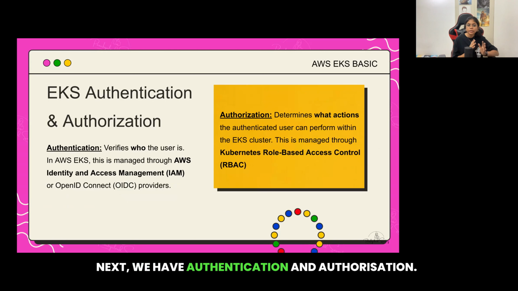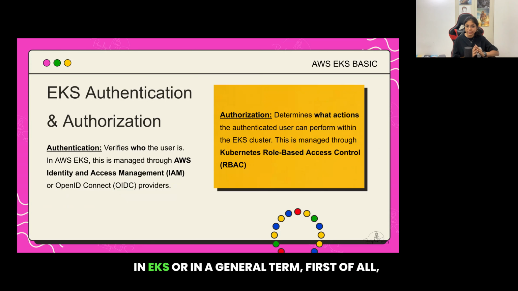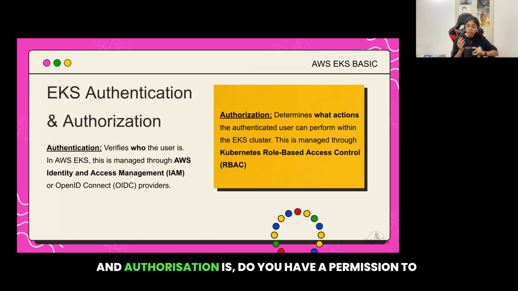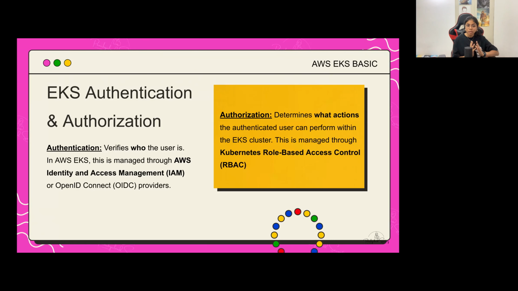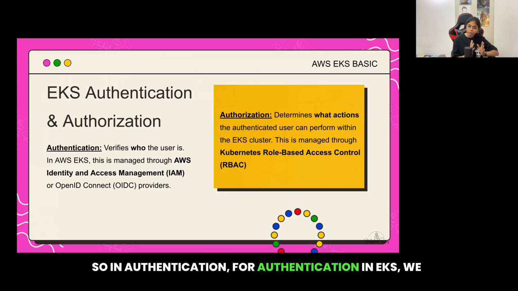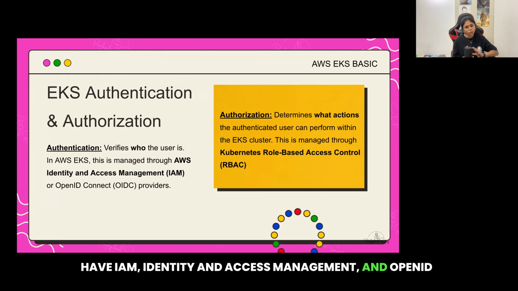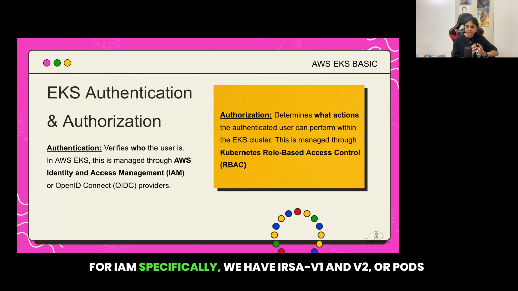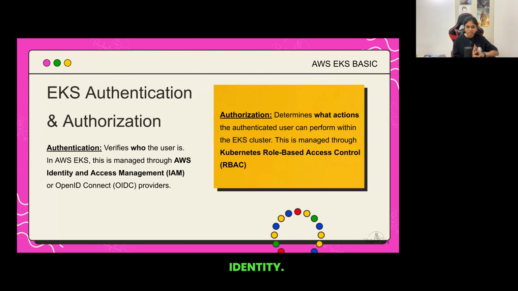Next, we have authentication and authorization. In EKS, or in general terms, authentication means who you are, who that user is. And authorization is, do you have permission to access my application or my resources in my cluster? For authentication in EKS, we have IAM, Identity and Access Management, and OpenID Connect, both functionalities available. For IAM, specifically, we have IRSA v1 and v2, or Pod Identity.